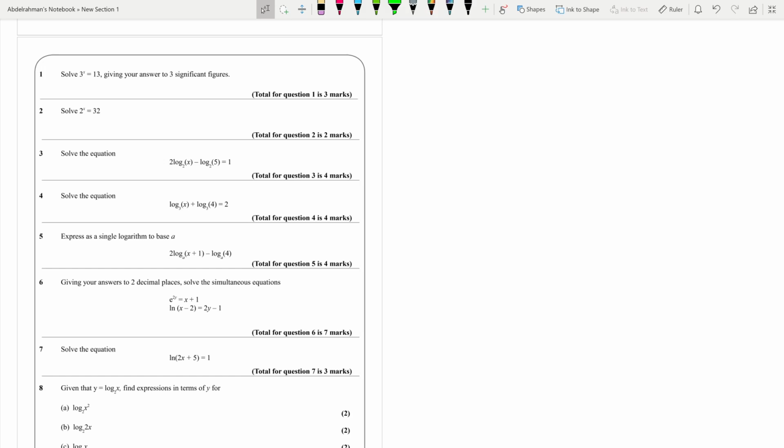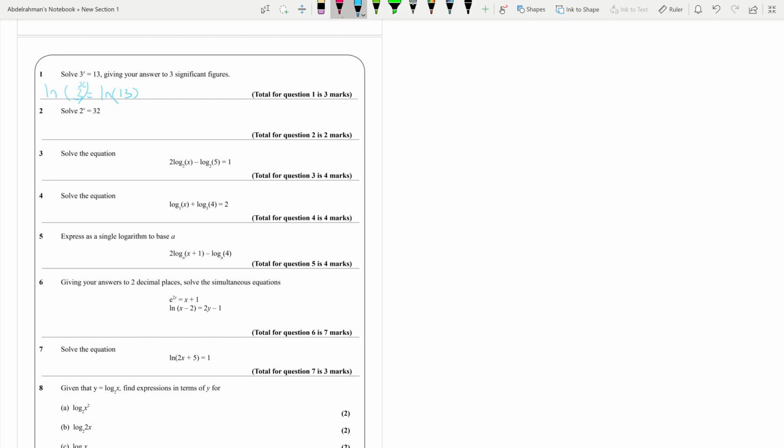Hello everyone. I'm going to start to do some stuff about logarithms and exponentials. So we will start here with 3 to the power of x is equal to 13. If we do ln of both sides, it will be ln 13 as well. It can be ln or log 10 or log of any number, but you can just use ln. It doesn't matter.